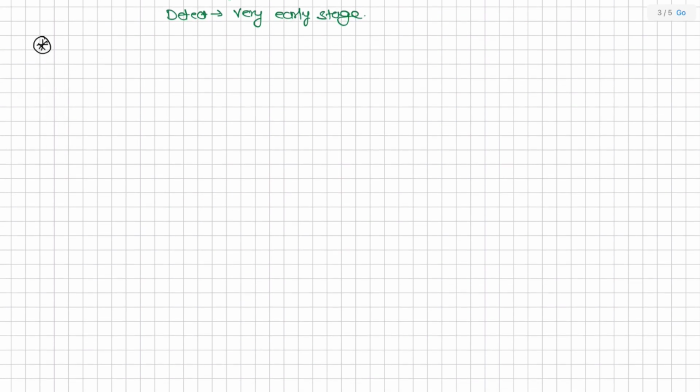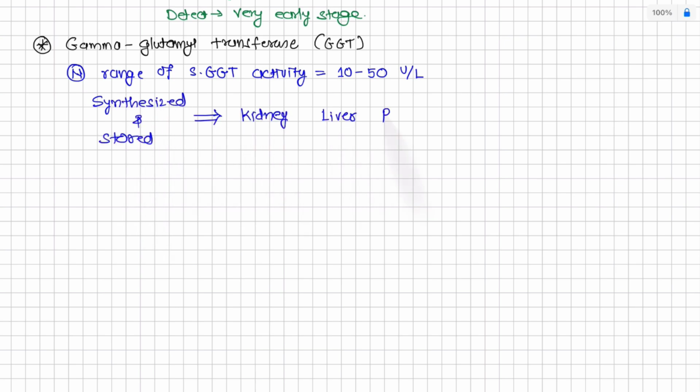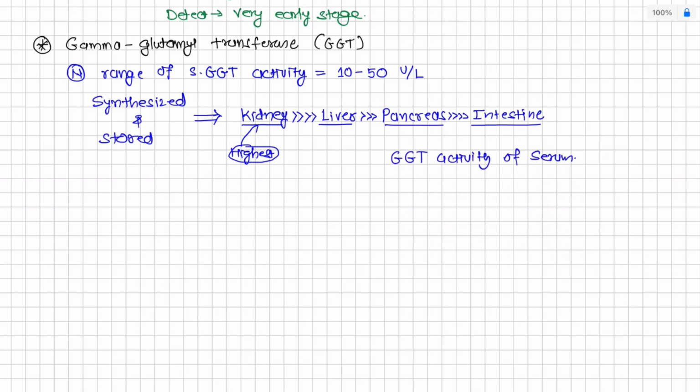Now, the next enzyme to discuss is gamma glutamyl transferase or GGT. The normal range of serum gamma glutamyl transferase activity is 10 to 50 units per liter. Gamma glutamyl transferase is synthesized and stored in the cells of kidney, liver, pancreas, and intestine. Remember that highest amount of this enzyme is found in the kidneys, followed by liver, then pancreas, and then intestine. But the gamma glutamyl transferase activity of serum is mainly derived from the liver, not from the kidney.